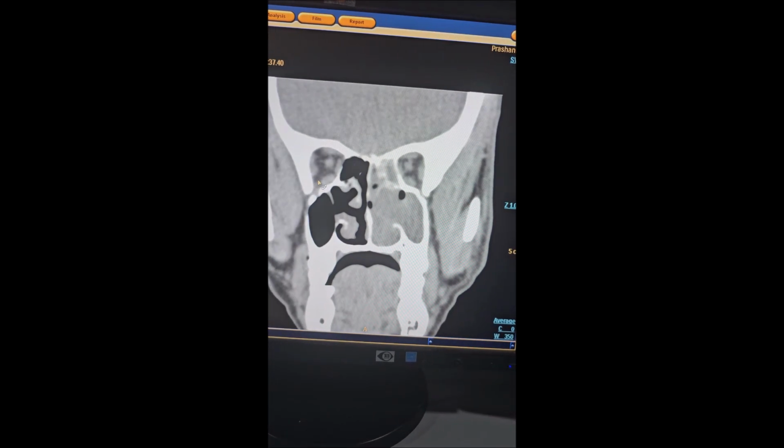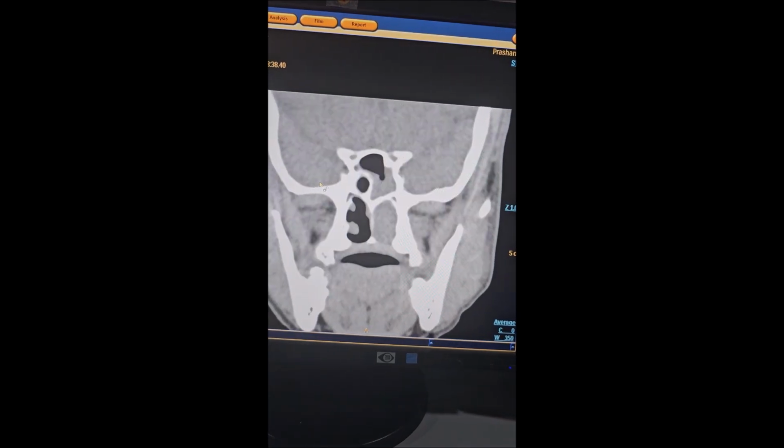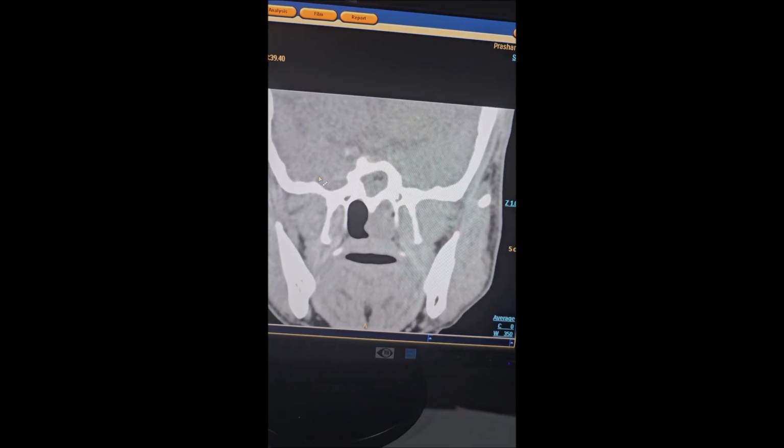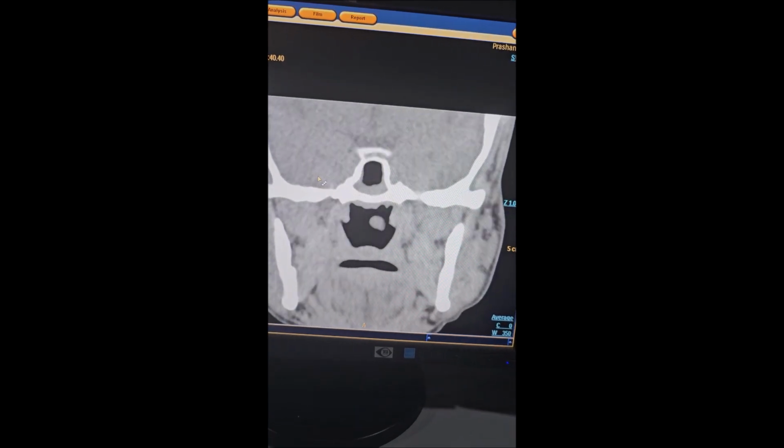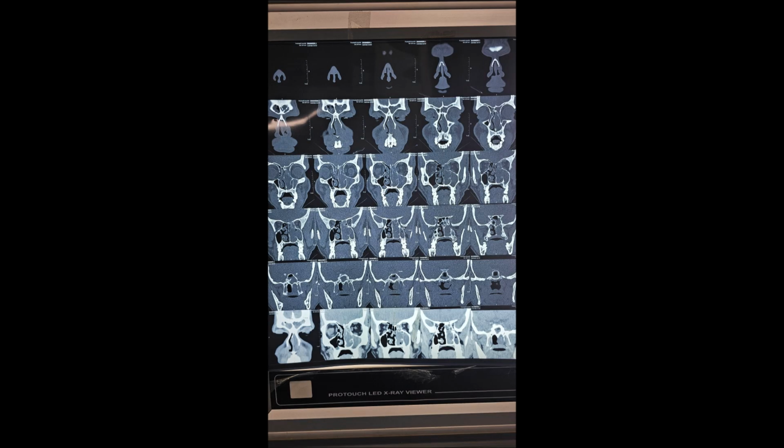This soft tissue window scan shows that there is no fungal element, there is no double density or heterodensity. So it is a clear case of CRS with NP, or sinonasal polyposis. These are the coronal CT pictures, again I am showing.